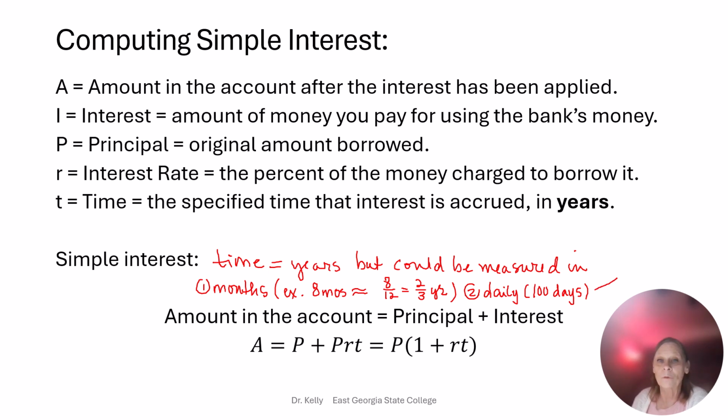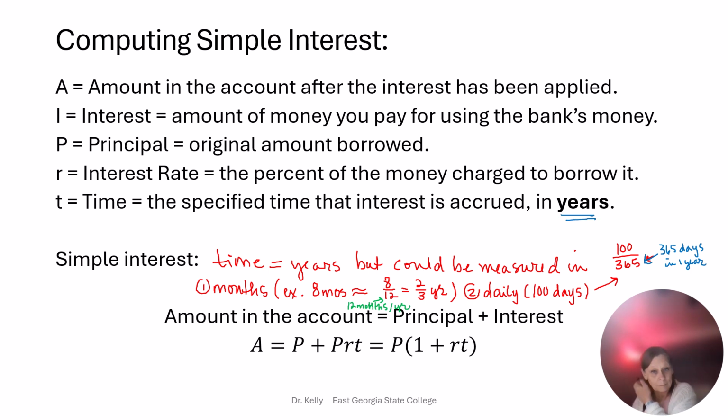But 100 days would be 100 out of, and how many days are in a year? 365 days per year. The reason why this denominator here is 12 is because there's 12 months per year. And here, this one is 365 because there's 365 days in 1 year, and we're measuring in years. Okay, I want to make that point clear.